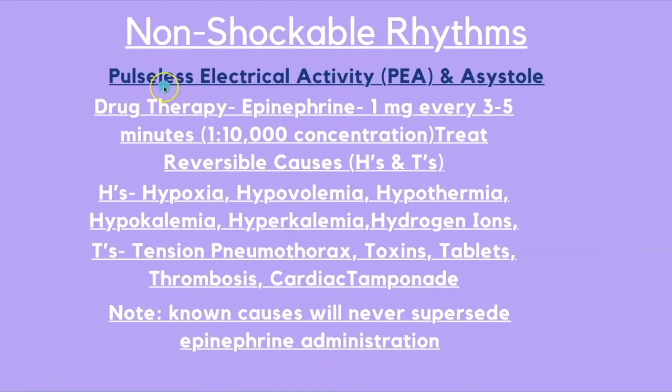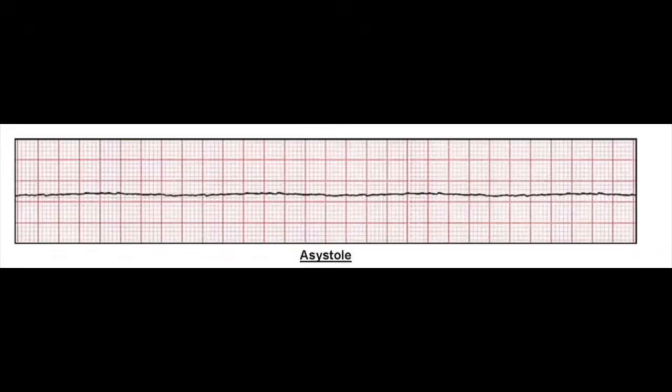Non-shockable rhythms include pulseless electrical activity, which is PEA, and asystole. What are we doing for these non-shockable rhythms? We're doing drug therapy, epinephrine 1 milligram every 3 to 5 minutes. And you want to treat the reversible causes of H's and T's.